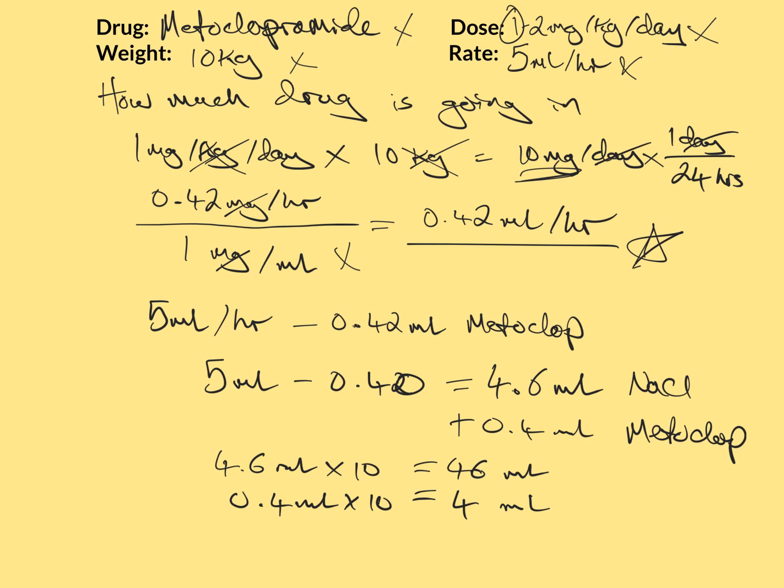But for most of them, to get a good rate of flow, you're going to have to dilute them out. So we just figured out how many mils we're delivering to the patient per hour, and we just diluted it out quite simply. So moving on to another example.